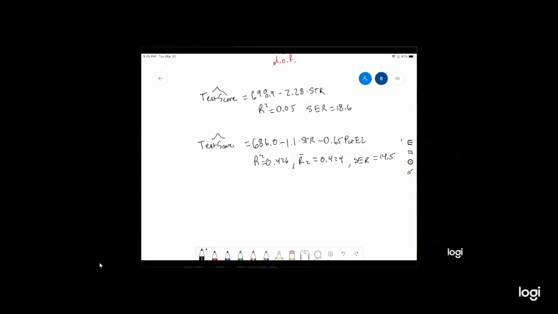Okay, the R squared in the single variable model is only 5%, 0.05. That says that not a whole lot of the variation in test scores is explained by student-teacher ratios. Again, that doesn't mean that student-teacher ratio is not a good variable to have in our model, or it has no predictive power for test scores.